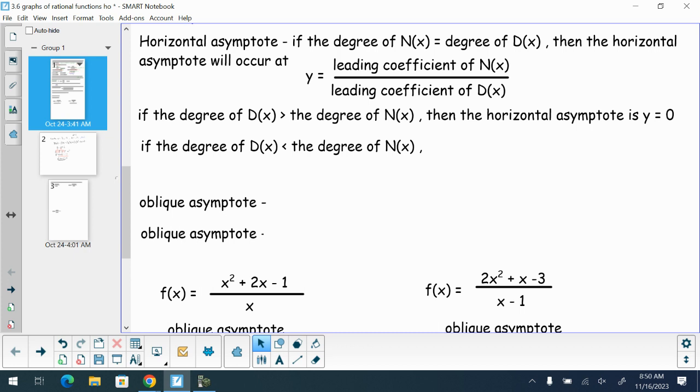Okay, the rest of the notes will be out in the classroom, and the screencast, you can find it too, if you want to listen in. If the degree of the denominator is greater than the degree of the numerator, then the horizontal asymptote will occur at y equals 0. It's going to be the x-axis.